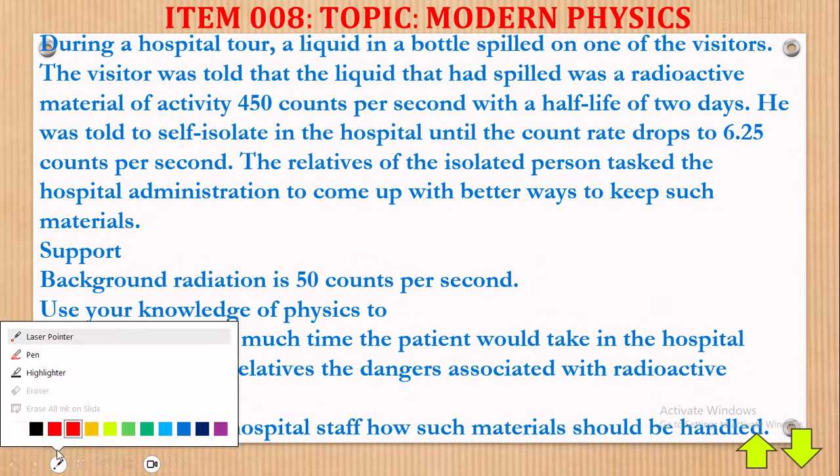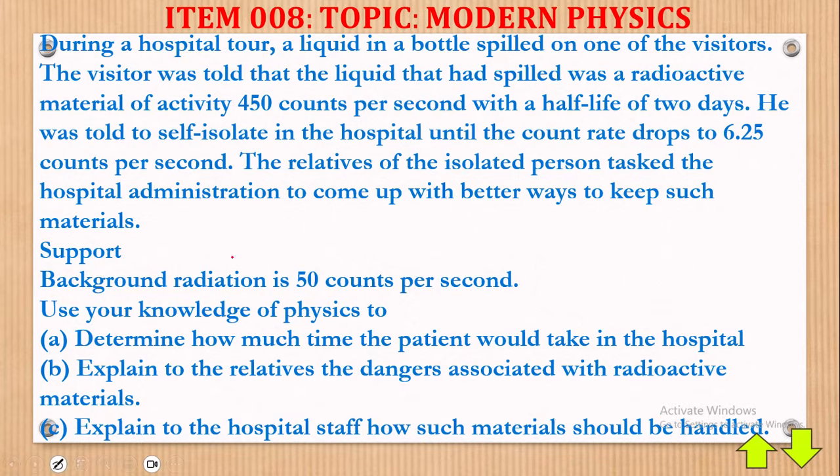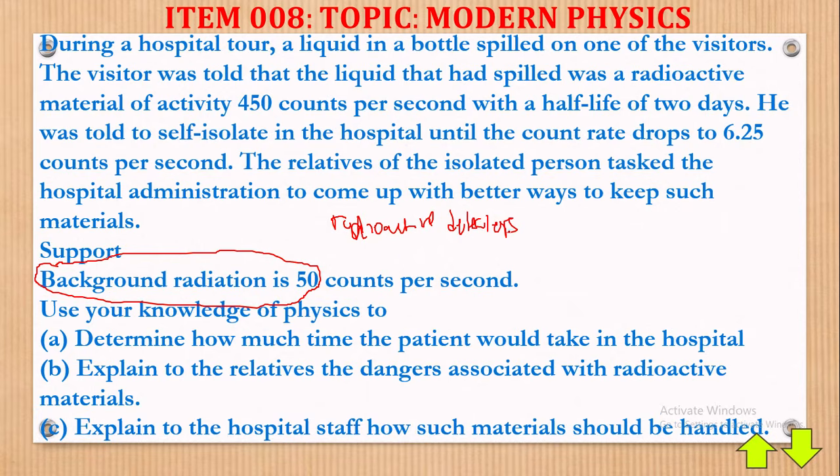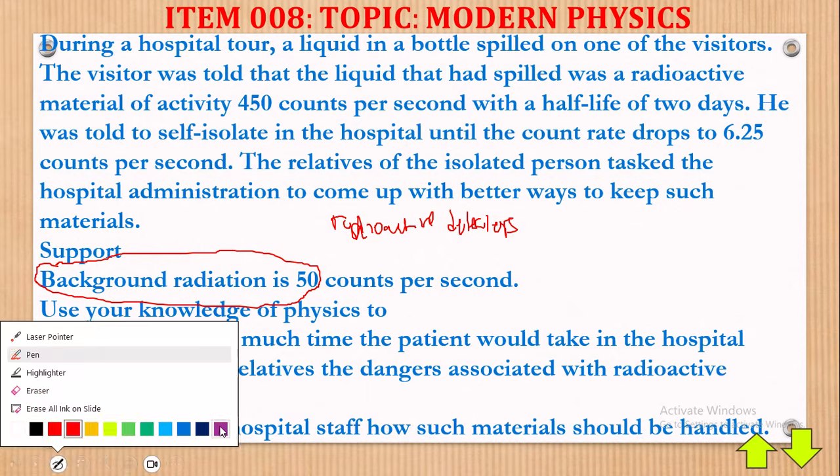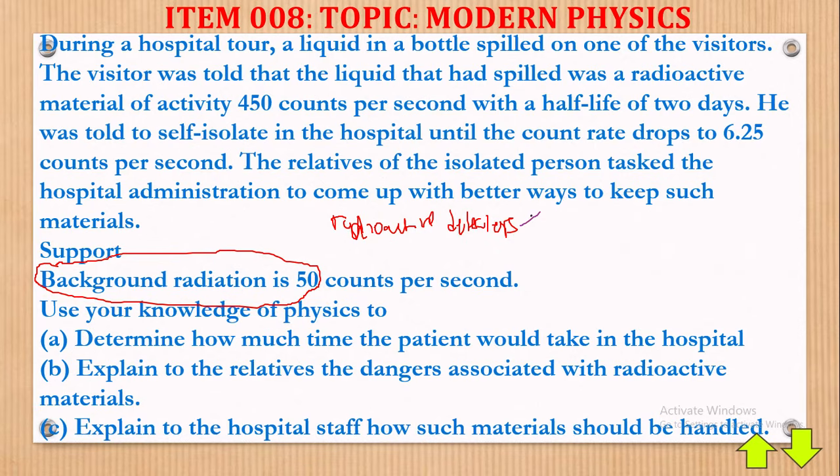But before we go any further, what you must know is, let's hint on some of the things here, like this word here, background count rate. Now we have what we call radioactive detectors. Please, I want to first of all comment on this so that we can move on. Now, what do these ones here do? These ones here can possibly detect radiations.